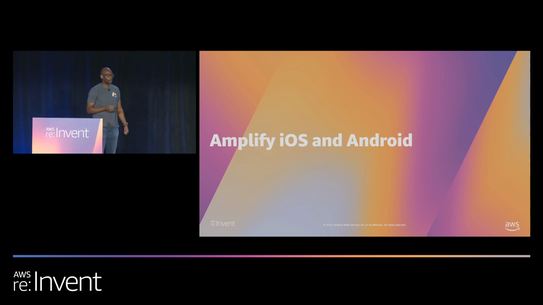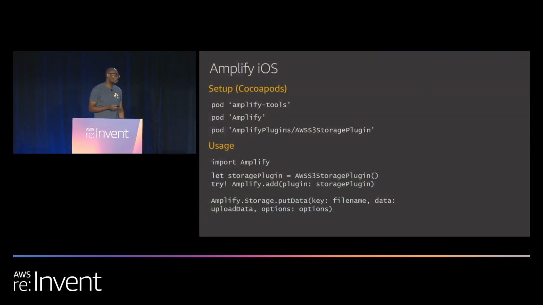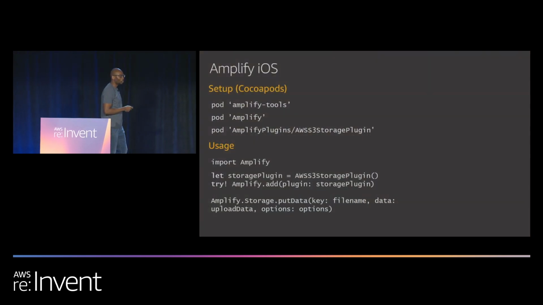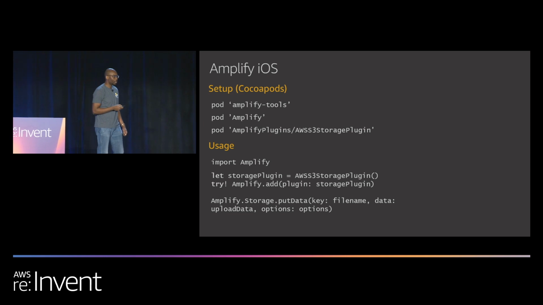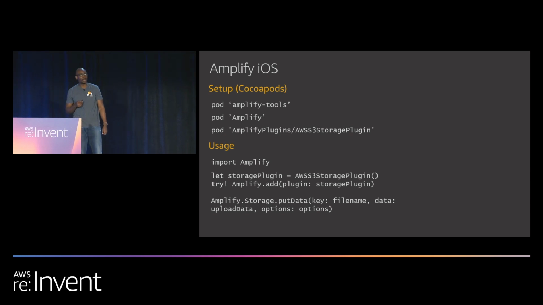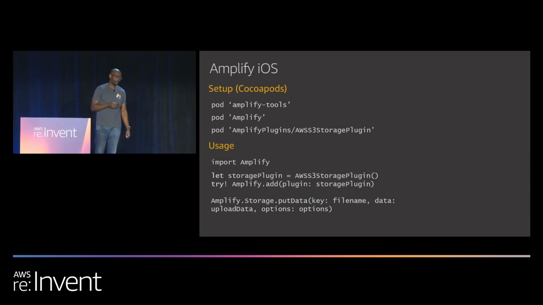Okay, so this brings us to Amplify for iOS and Android. This was announced yesterday, and the goal is really to allow developers to quickly get started with mobile development on the native platforms. We released this today, I think. You can go and check some of these repos out on GitHub. If you look for Amplify-iOS and Amplify-Android, you'll find some information about that on GitHub.